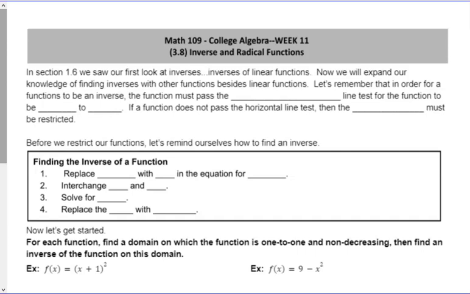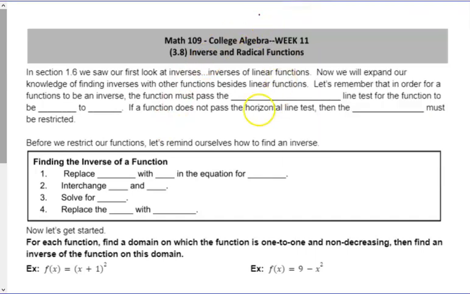Now, let's remember that in order to have an inverse for a function, the function must pass a horizontal line test. But before we even put that in, let's make sure that we remember that an inverse of a function undoes the function. So if I have x squared, what operation would undo a square? It would be a square root. So we're going to do a lot of opposite things here.